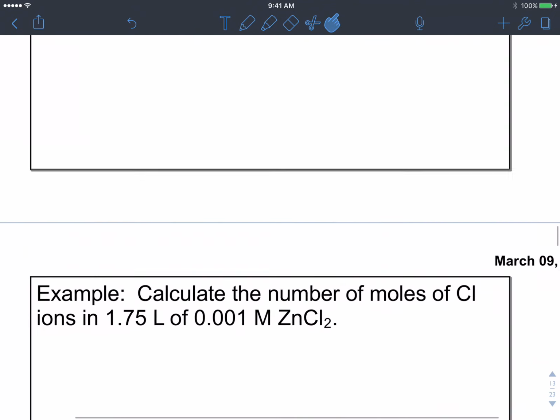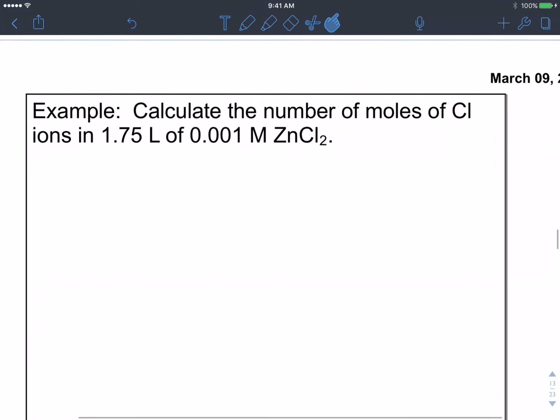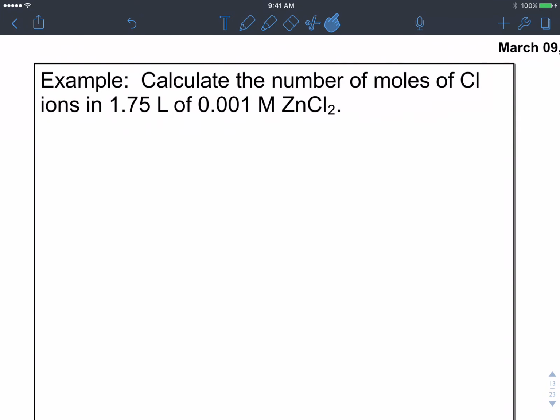Now if we go on to the next example here, it says calculate the number of moles of Cl ions in 1.75 liters of 0.001 molar zinc chloride. So you're used to having one number as your starting point, and that one number is your given. But now you have 2 numbers in this problem. That first number is going to still be something that has a single label. That second number, even though it's molarity, remember that that's really a conversion factor of moles per liter. So since it's a moles per liter, that's going to be our conversion factor.